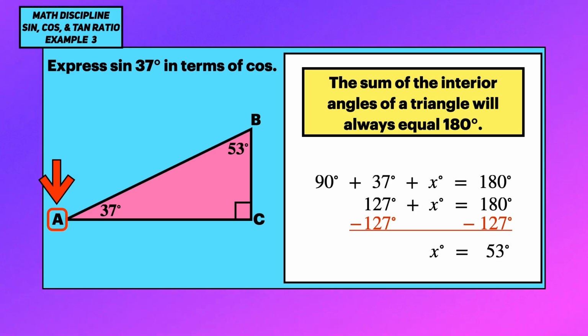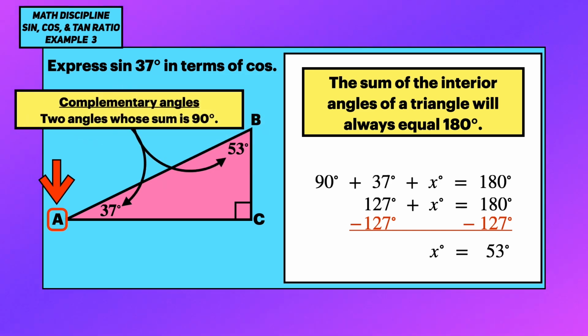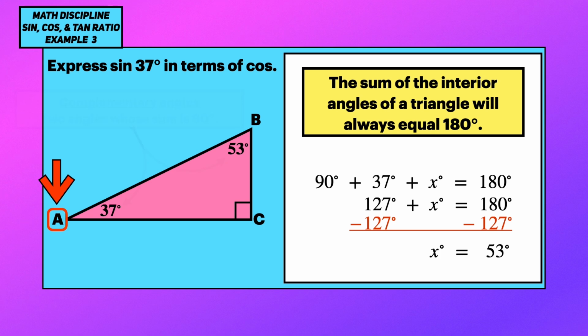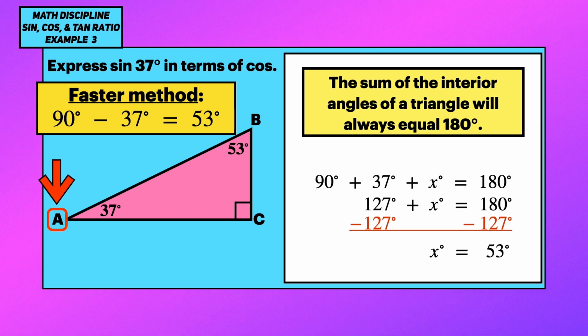Now let me show you a faster way that we could have used to solve for the measure of angle B. As you can see, angles A and B are complementary angles. Complementary angles are two angles whose sum is equal to 90 degrees. This will always be the case in a right triangle. The two angles that are not 90 degrees must add up to 90 degrees in order for all three of them to add up to 180 degrees. The faster method of solving for angle B is to just subtract 90 degrees minus 37 degrees, and that gives you 53 degrees.